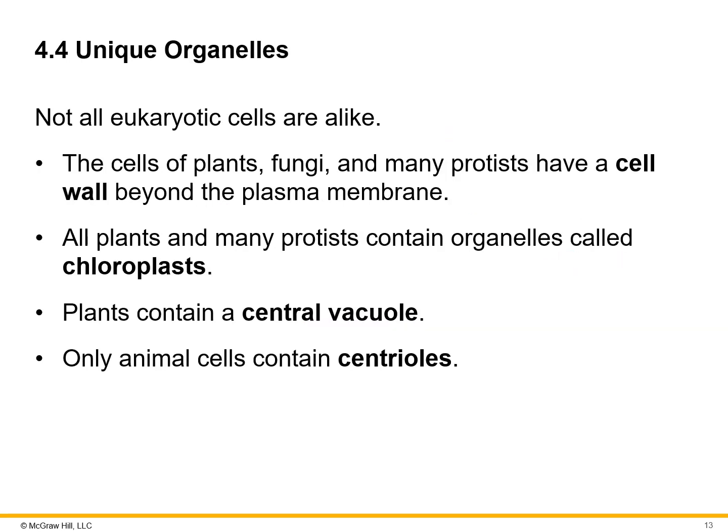Right, so some of the unique things, so not all eukaryotic cells are the same. So some of them, so plants, we'll be learning more about plants later in the semester, fungi as well, and some protists, they have a cell wall very similar to many prokaryotic cells outside of that plasma membrane that gives them a rigid structure. Plants and some of the protists can go through photosynthesis, so they have chloroplasts to do that. Plants also have kind of a storage unit called a central vacuole, and then animal cells have centrioles.